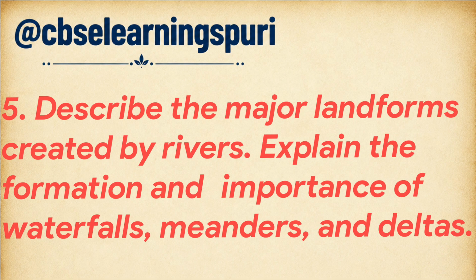Describe the major landforms created by rivers. Explain the formation and importance of waterfalls, meanders, and deltas. Rivers shape the land by wearing it away, erosion, moving materials, transportation, and dropping them in new places, deposition. Depending on how fast the water is moving and the type of land it flows over, it creates different features.